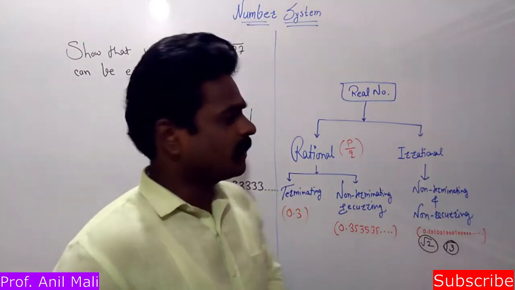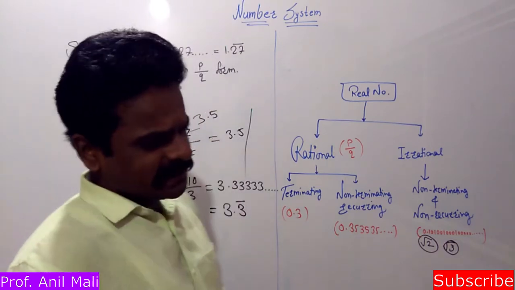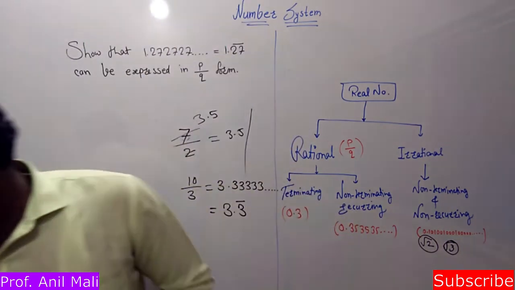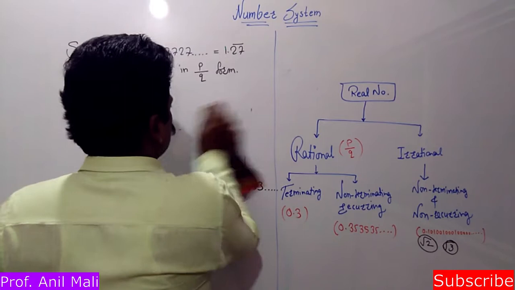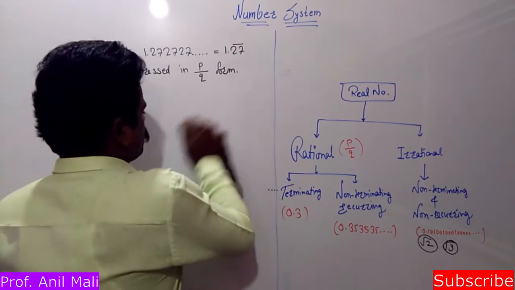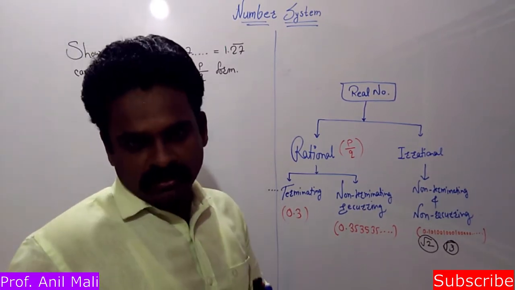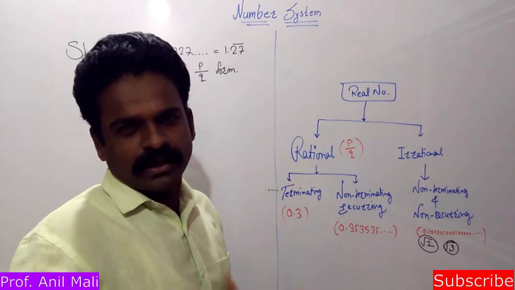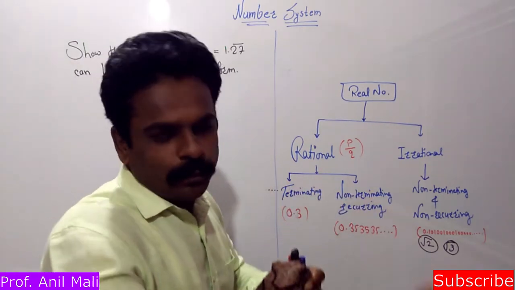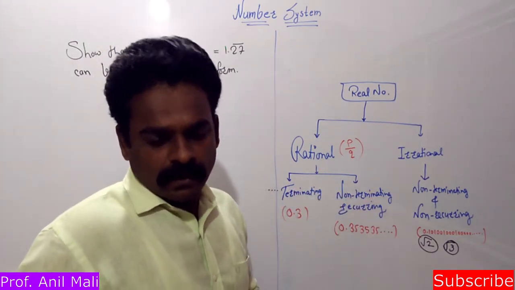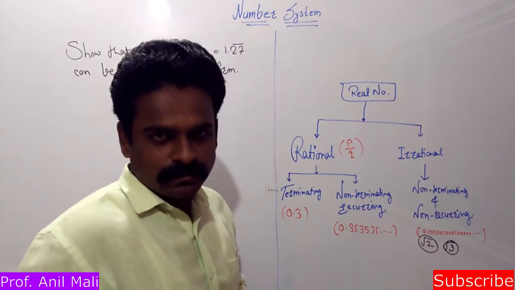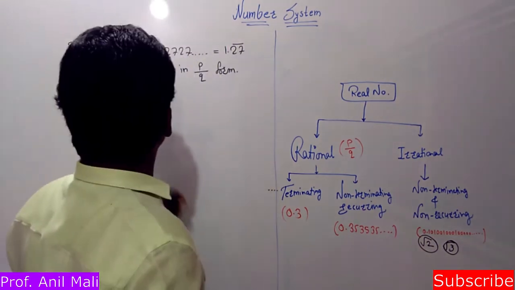Now, in the last lecture, we had seen how to convert the given decimal form of a number into p by q form, and we had seen one example also. So let's take the next example in that category.